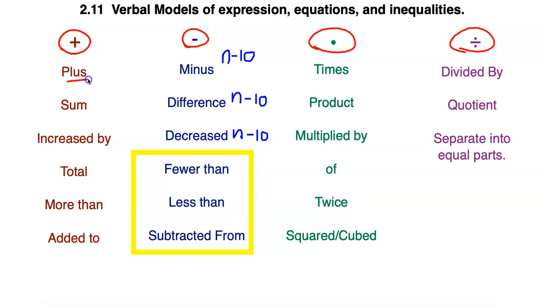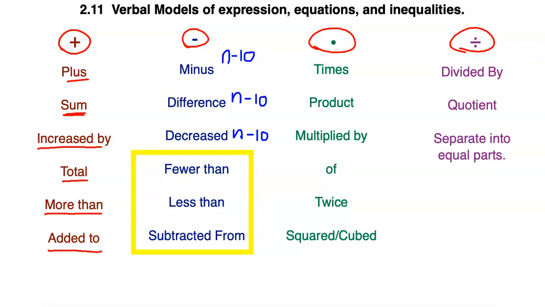Like the word plus, I think, is pretty obvious. Sum is one that sometimes catches us off guard. That's when we're going to add things together. Increased by also means to add. We find the total of something, or you're typically finding the sum of that. More than, and then I think added to is an obvious one.